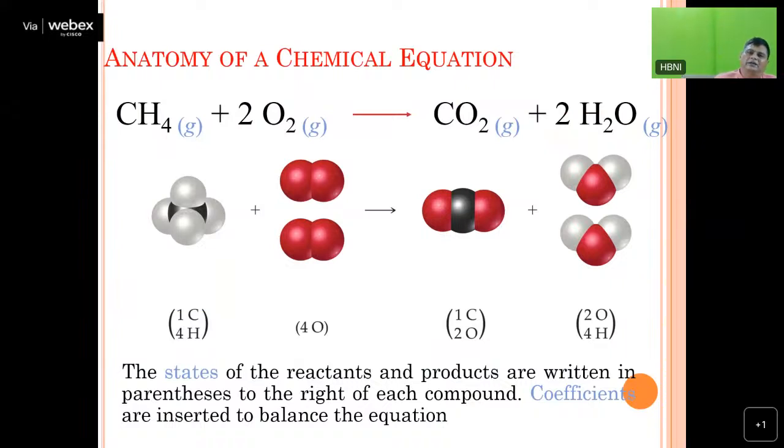See, the state of a reactant and a product is generally written in parentheses to the right of each compound. And the coefficients are inserted in the chemical reaction just to balance the equation. So this reaction shows how methane reacts with oxygen to give carbon dioxide and water molecules. This is how the balancing of the equation has been done. The physical state of the reactant is written in the parentheses. For example, sometimes you see that instead of G it is written as S, which means solid, and if it is L, then it means liquid.